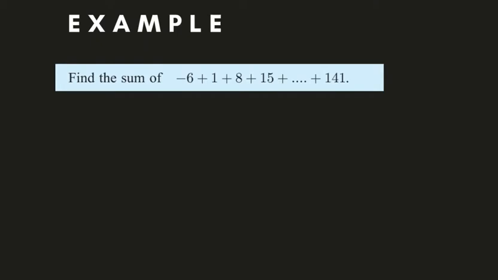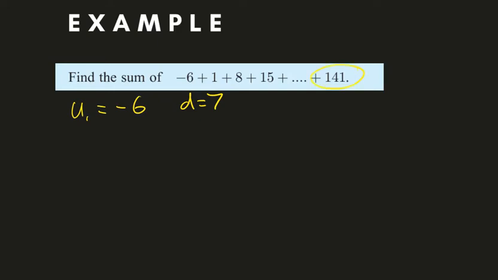So here we've got another series to consider. Let's write down what we know. u1 is going to be minus 6. We've got a common difference here, look, of 7. Now, we don't have enough information right now to actually use either of our formulas. We don't have n. So we'll have to do something else. Well, we know the last number is 141. This is a number in the sequence.